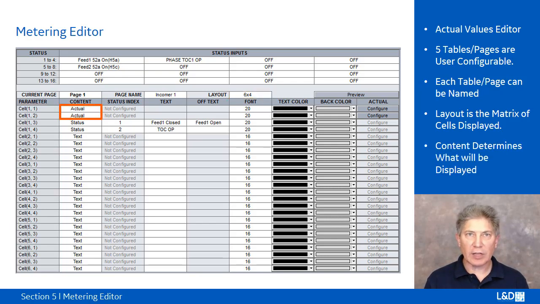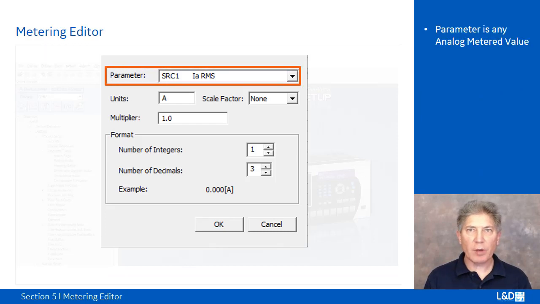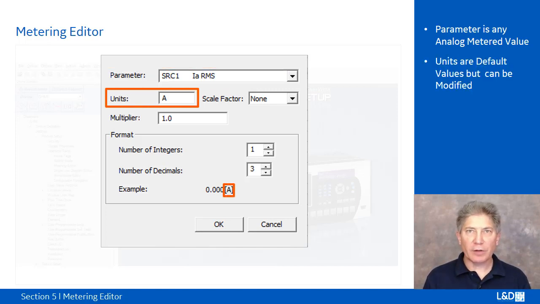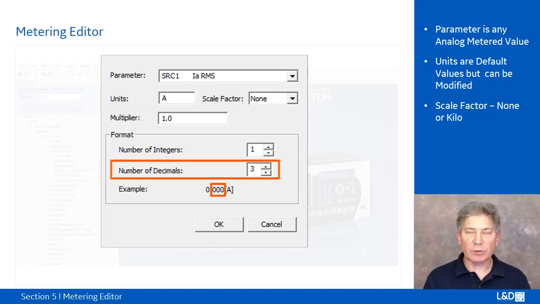The content allows the user to select between actual values, status, or text. If we select actual, then the next step is to select the configure button. The configure tab looks like this. The parameter field allows you to select any analog values such as metered values, flex analog, analog goose, etc. The units are defaulted to the parameter type but can be modified. The scale factor selection is either none or kilo. The multiplier is used in conjunction with the value displayed. The number formatting is based on the number of integers and the number of decimals.